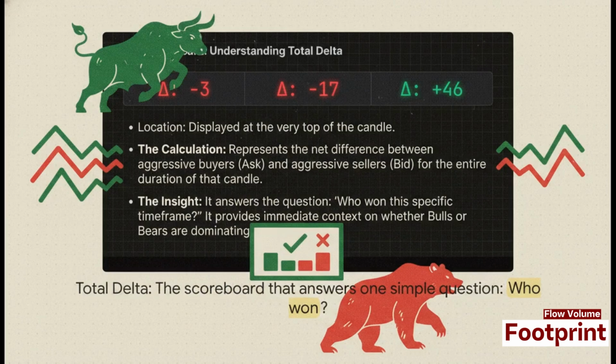All right, next, look right at the top of the candle. See that number? That's the total delta. The easiest way to think about this is like it's the final scoreboard for that candle. It answers one simple question: who won? The bulls or the bears? It takes all the aggressive buying and subtracts all the aggressive selling. If the number's positive in green, boom, the bulls won. If it's negative in red, the bears took control. It's the fastest way to see who's in charge.